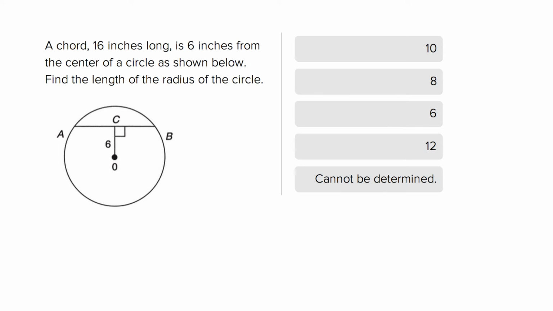This is the real Tom Rose, and we're trying to figure out the length of the radius of this circle, right? And they give us a chord length. Sorry, they tell you the chord length is 16, which means that this length from C over to the edge, that length is 8. That's going to be important.